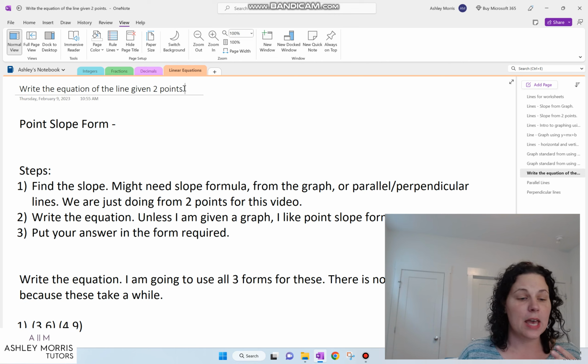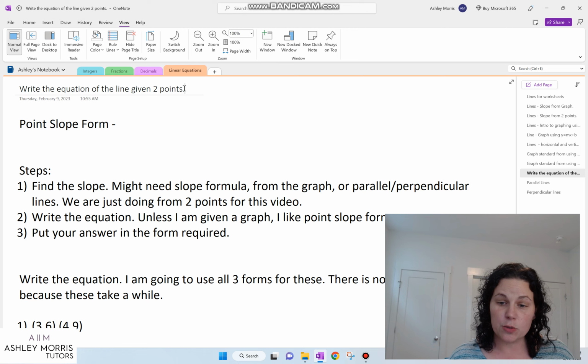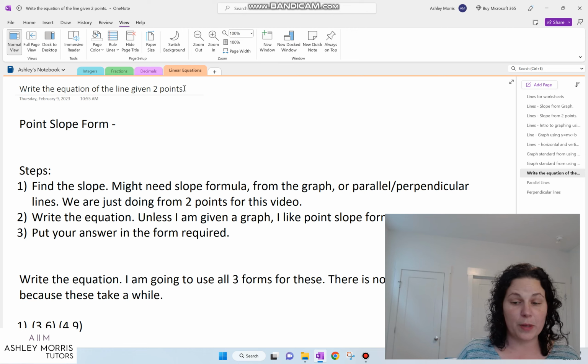And in this video, we're going to start out writing equations of lines. Now for this one, we are going to be given 2 points and then we're going to write the equation. In other videos, we have talked about using slope-intercept form and standard form. And we're going to add a new form in.